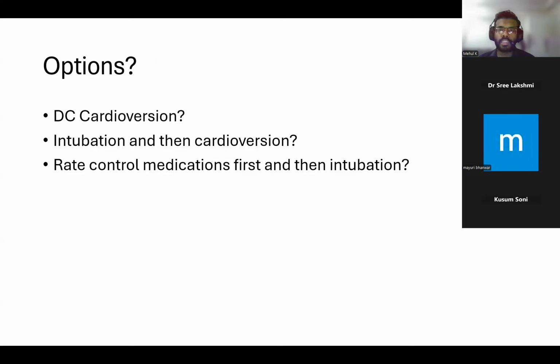So I'll again ask Mayuri, what do you think? How would you approach this scenario now? First rate control and then intubation. Okay, how do you rate control? As the patient is altered and blood pressure is also low, so synchronized cardioversion. So you want to sedate the patient.